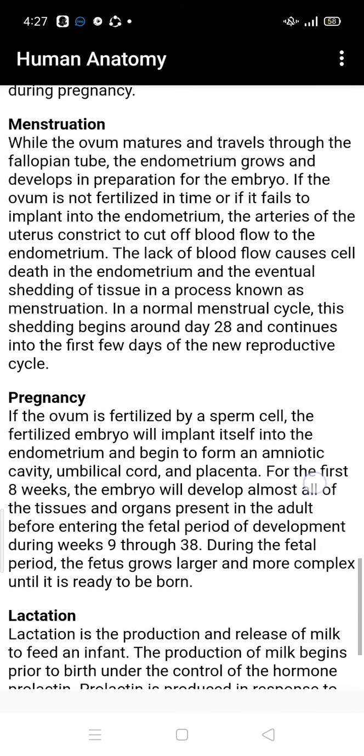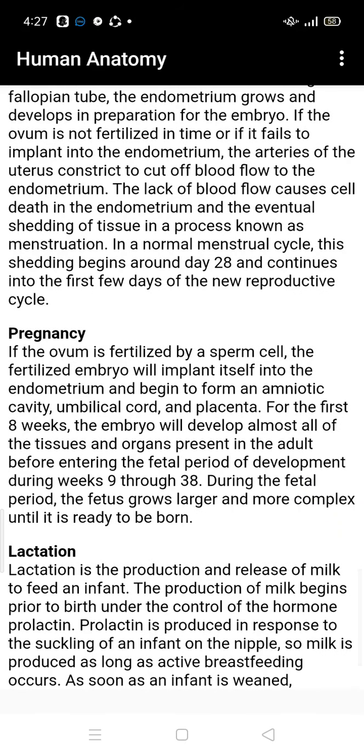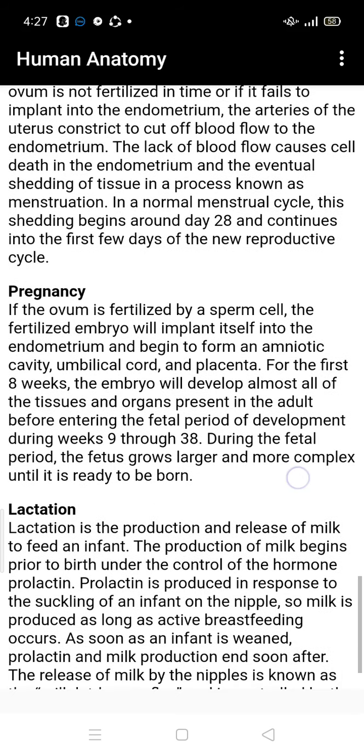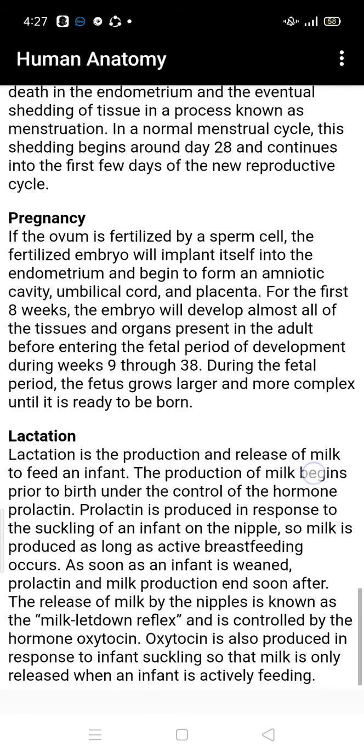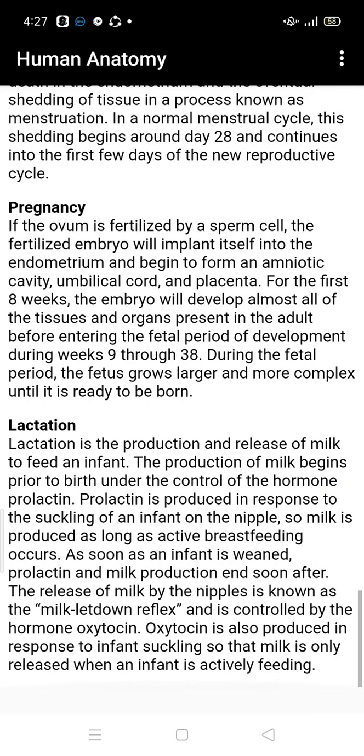Now we will discuss menstruation. So what is menstruation? While the ovum matures and travels through the fallopian tube, the endometrium grows and develops in preparation for the embryo. If the ovum is not fertilized and fails to implant into the endometrium, the arteries of the uterus constrict to cut off blood flow to the endometrium. The lack of blood flow causes cell death in the endometrium and eventual shedding of tissue in the process known as menstruation. In a normal menstrual cycle, this shedding begins around day 28 and continues into the first few days of a new reproductive cycle. Now we will discuss pregnancy.